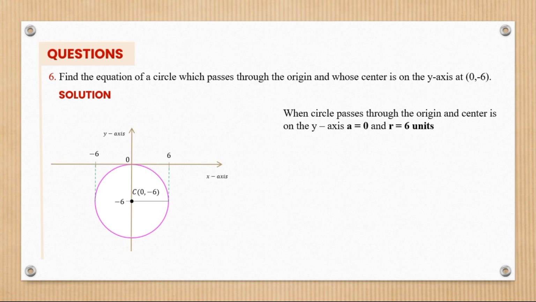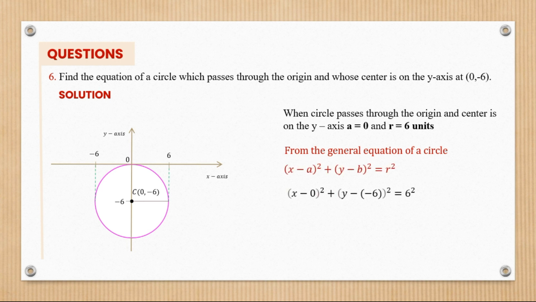So when the circle passes through the origin and the center is on the y-axis, a is 0 and r is 6 units. So from the general equation of a circle, this is what I'll have, which when expanded will give me x squared plus y squared plus 12y plus 36 is equal to 36, which will give me x squared plus y squared plus 12y is equal to 0, and that is the equation of the circle.